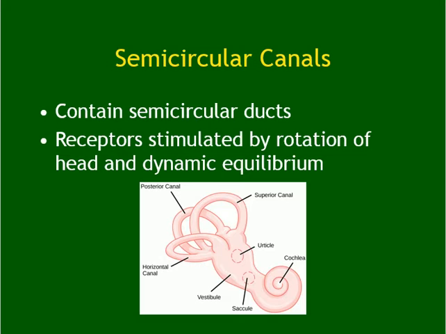The other thing is, it's not here, but I will add it. You will still need to know it. This is called dynamic equilibrium, the other name for rotation. So when you're rotating, you should keep the equilibrium in a dynamic movement. You're moving, you still keep your equilibrium through the semicircular canals. So these are the two things that we need to know here. Rotation and what? Dynamic equilibrium.